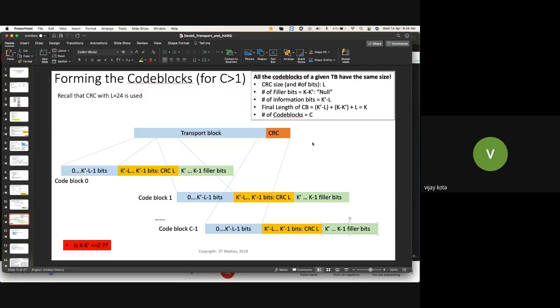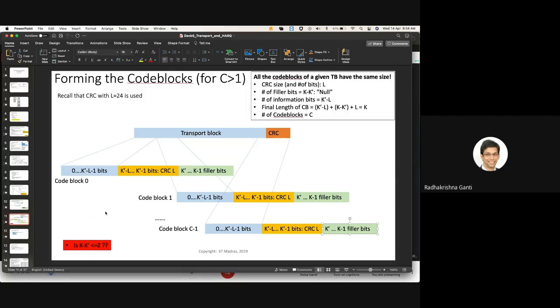Those filler bits will become identity matrix in the LDPC, no, sir? No. See, your LDPC has expansion factors. Based on the expansion factors, the number of input bits will be a multiple of those expansion factors. I will show you one example, then it will become a little bit clear.